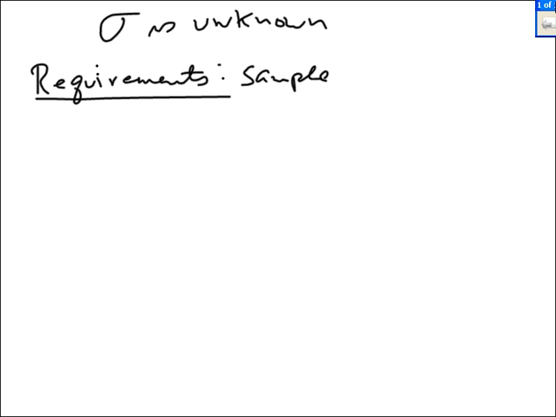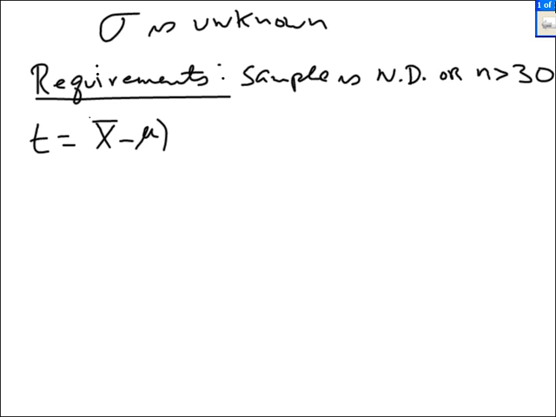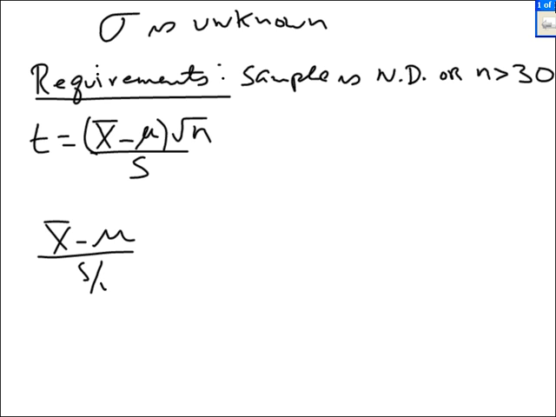The sample is normally distributed, or n is bigger than 30. As long as one of those two or both of those conditions are met, you can use this technique. Here we use the T table. T is x bar minus mu times the square root of n over s. Now, in your textbook, it's going to say it's s divided by the square root of n.